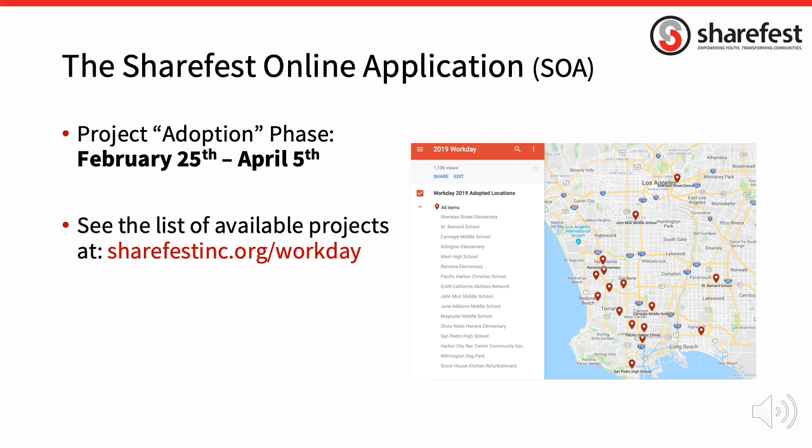Now we will take a deeper dive into how to maneuver the ShareFest online application. You have between February 25th and April 5th to choose your project and adopt it online. You can see our list of available projects by visiting our Workday webpage at sharefestinc.org/workday.